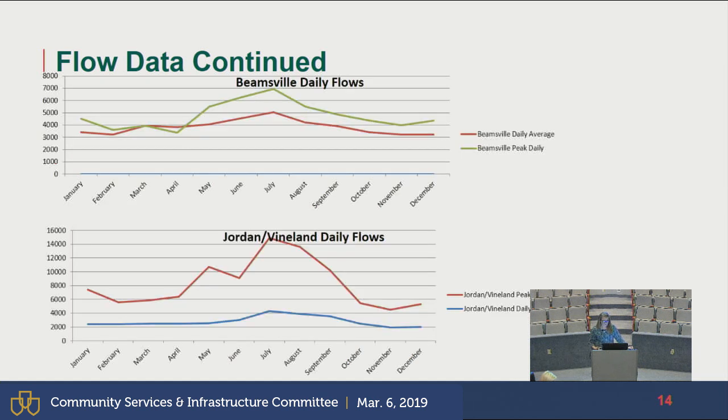So then going on to daily flows and seeing where the peaks are, again, what you would expect, both of them, we actually did have our peaks, even within the Jordan and Vineland. The peak day was in July, and that's to be expected. It's typically our hottest and driest month.